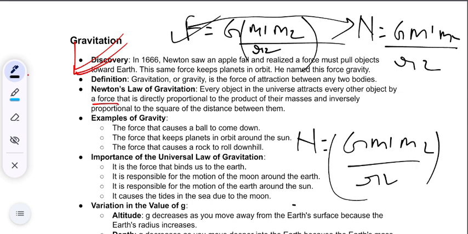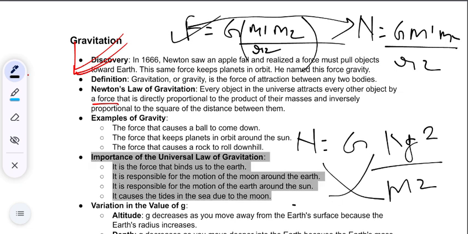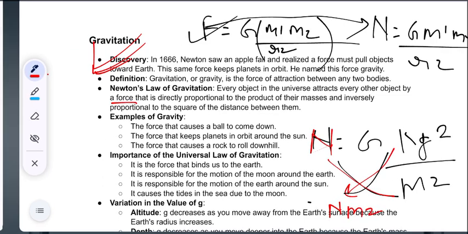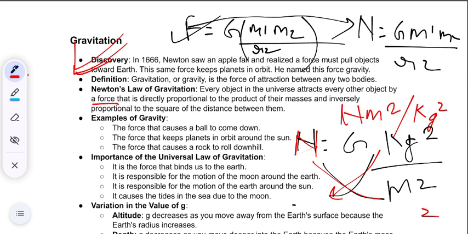Now it will be G m1 into m2 upon r square. N equals G m1 m2 upon r square. Now mass is always measured in kilogram. So kilogram, two masses is square, radius is measured in meter, square is already there. Now this will go up, this will come down. This meter square will go up to N. This will come down. It will be N m square upon kg square. Like this, you can find the derived unit of a force.